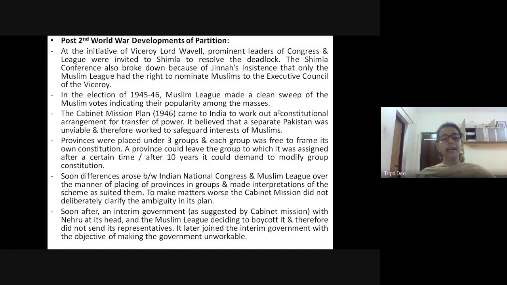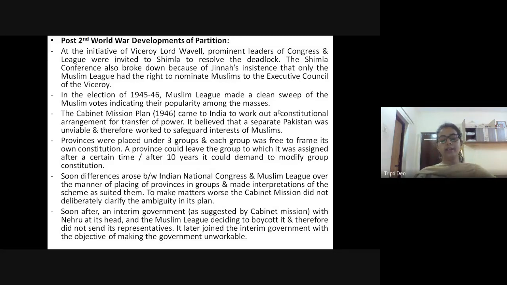The Cabinet Mission Plan of 1946 came to India to work out the constitutional arrangements for transfer of power. It believed that a separate Pakistan was unviable, and therefore worked to safeguard the interests of Muslims. So the Cabinet Mission really thought that Pakistan is an unviable option and it's not possible to separate the state. But provinces were placed under three groups and each group was free to frame its own constitution. A province could leave the group to which it was assigned after a certain time. After 10 years, it could demand to modify the group constitution.